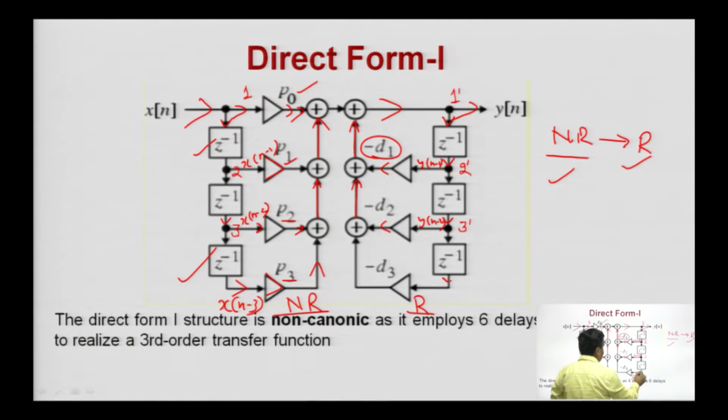Similarly, here again your output is delayed by one sample and you will get here y of n minus 3, and through this multiplier and this coefficient it will go to this adder. So, this structure is recursive because you are taking the past value of output signal, and the first structure is non-recursive because you are taking the past value of input signal.